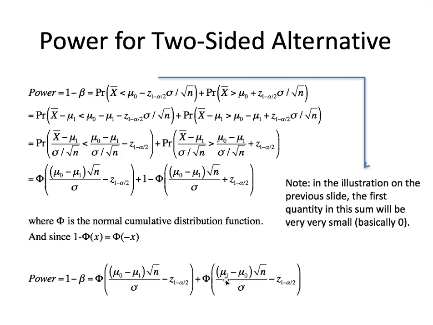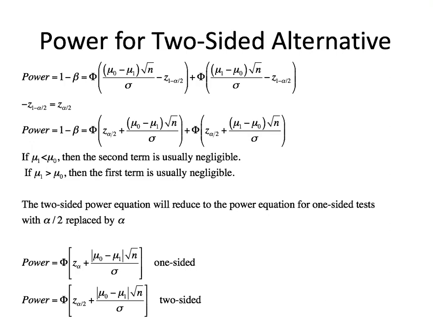for a two-sided alternative. It looks a lot like it did for a one-sided alternative, but we have 2 terms here. And we have 1 minus alpha over 2 versus 1 minus alpha like we did before. So these are just the expressions from the last slide.